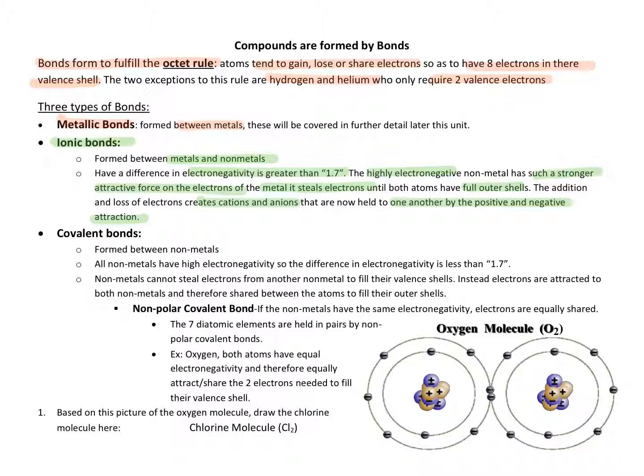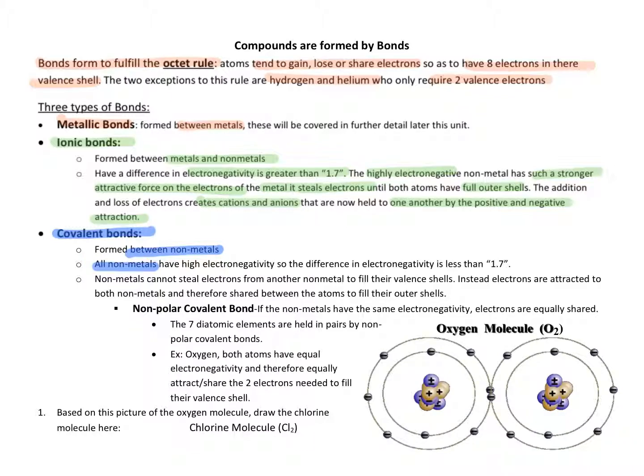The new type of bonding that we're going to be focusing on for most of this unit is covalent bonds. So if you see that co at the beginning, co always means something like cooperation, a co-op. Co always means to work together. And that makes sense because a covalent bond is a sharing of electrons. This forms between nonmetals only.